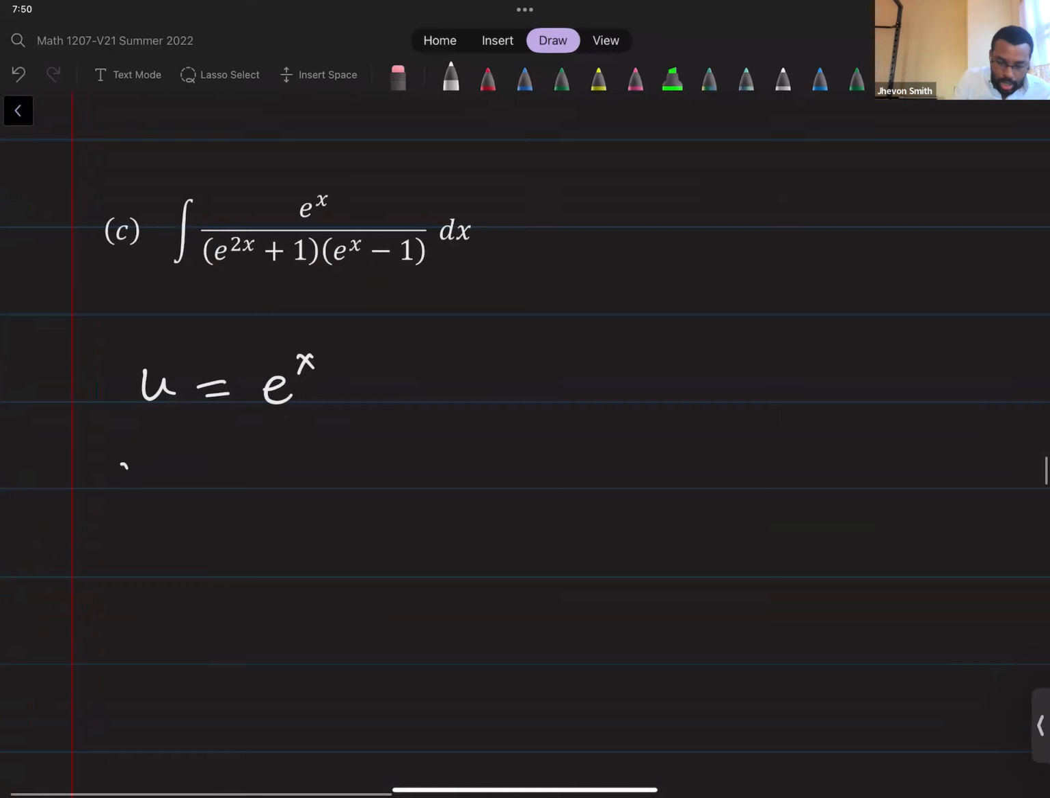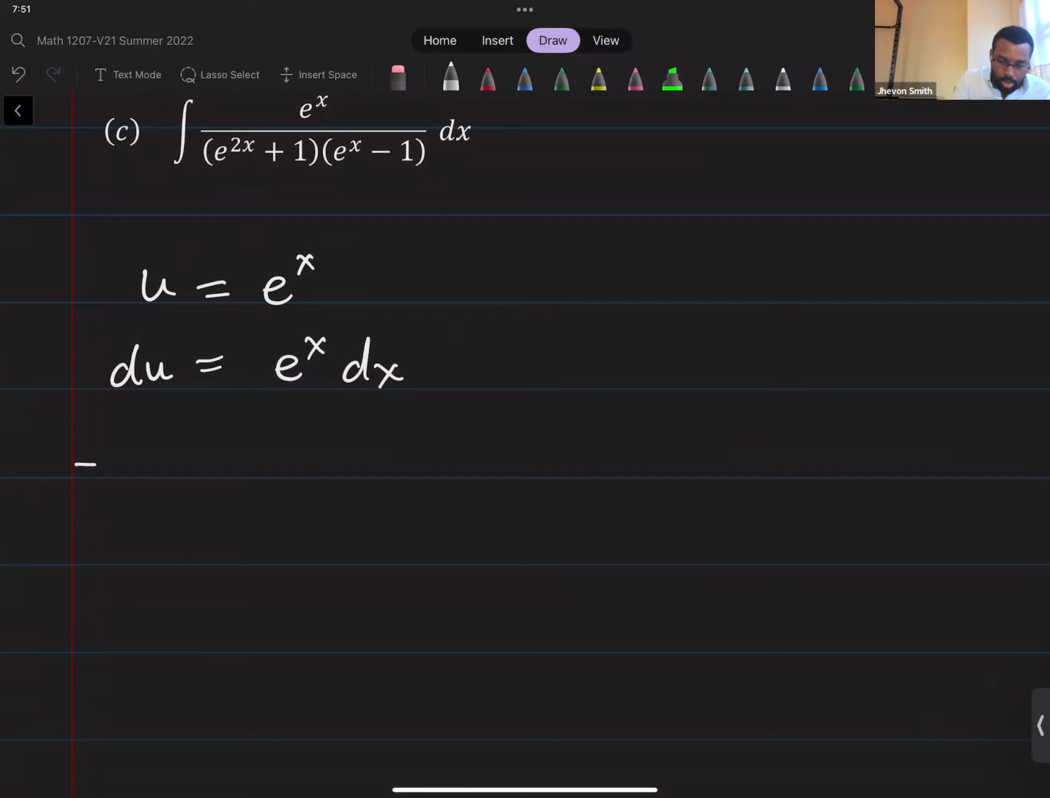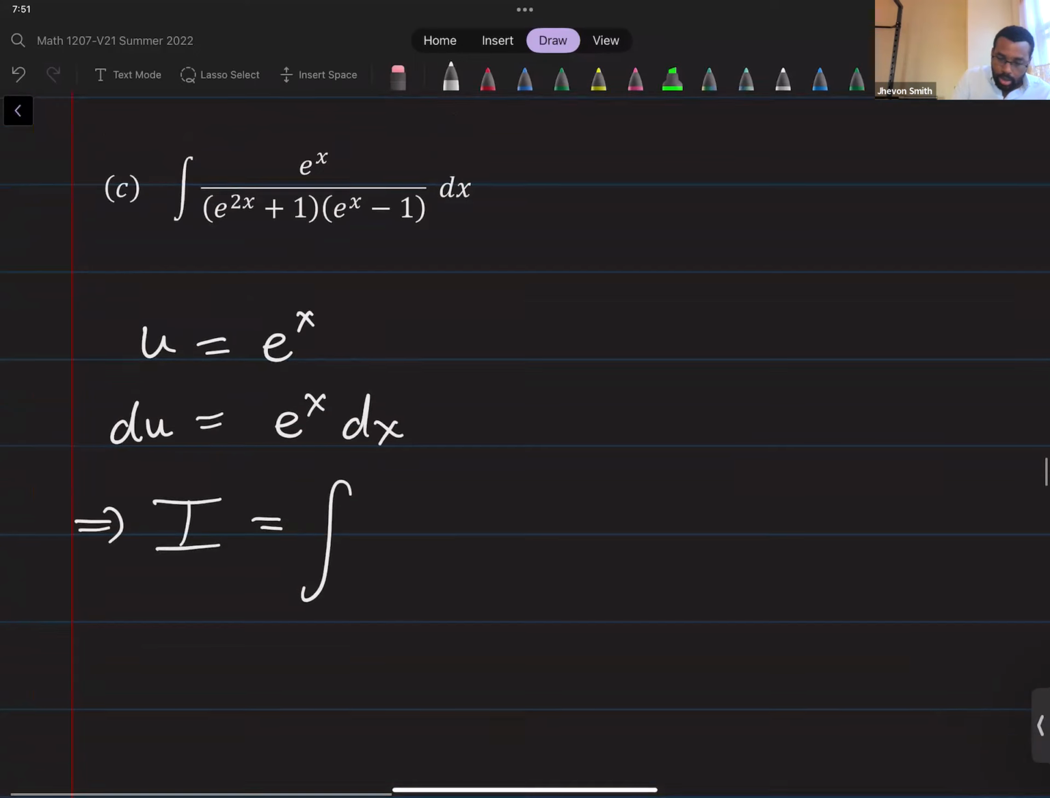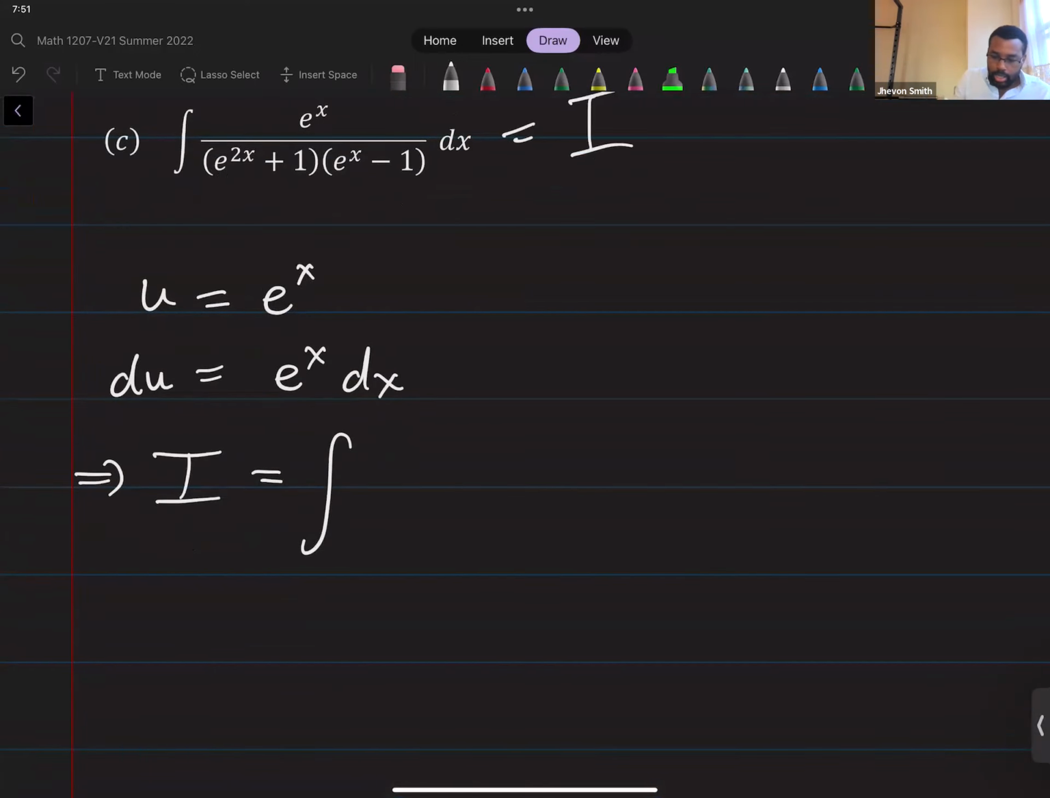And so your du will be e to the x dx. And then you go through and you plug this in. Your e to the x dx is just du. Let me put that off to the side. And then now, because your e to the x is u, this part here is u squared. This part here is just u minus 1.